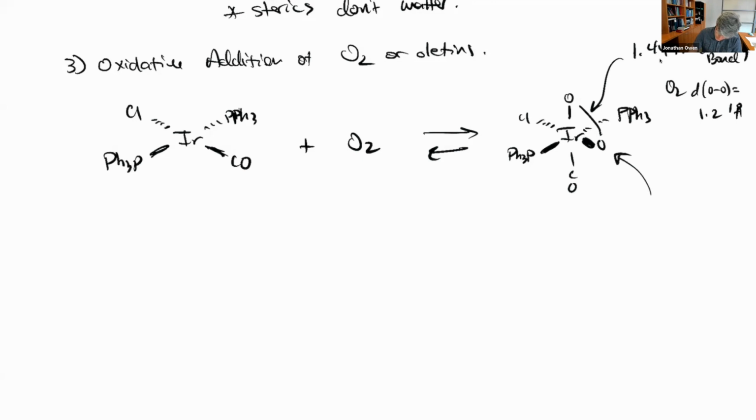So this thing here is like O2 2-, or an eta-2 peroxide. And that takes this compound here, which is going to be d8, 16 electrons square planar, to d6, 18 electrons octahedral. That's an oxidative addition.